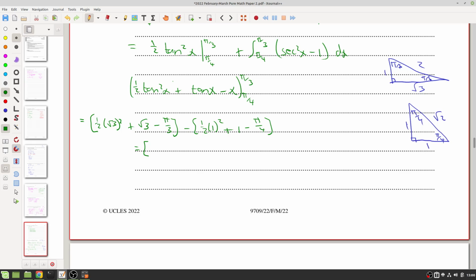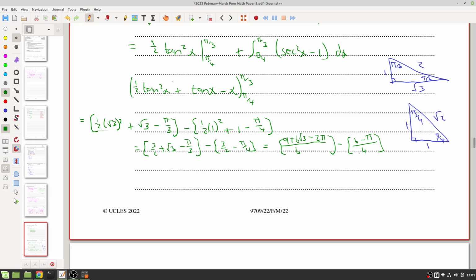So this gives us 3 over 2 for this part. So 3 over 2 plus root 3 minus pi over 3, minus, this gives us a half plus 1, so that's 3 over 2 minus pi over 4. Yeah, let's get some common denominators. In the left bracket, that's going to be a common denominator of 6. So that's going to be 9 plus 6 root 3 minus 2 pi. Okay, minus, and then this one, common denominator of 4. So that's just going to be 6 minus pi.